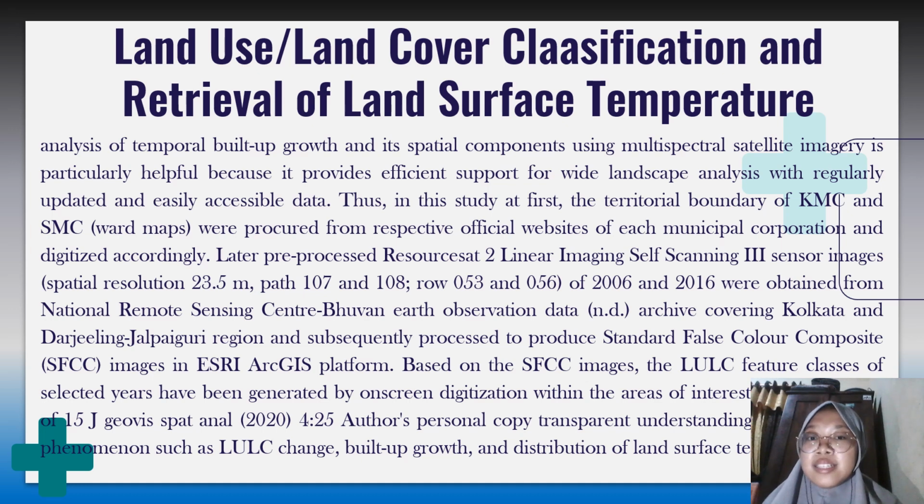Later, pre-processed resources had two linear imaging self-scanning 3-sensor images of spatial resolution 23.5 meters, row 107-108, 0.53 and 0.56 of 2006 and 2016, which were obtained from the National Remote Sensing Center Bhuvan Earth Observation Data archive covering Kolkata and Darjeeling Jalpaiguri region, and subsequently processed to produce standard false color composite or SFCC images in the Esri ArcGIS platform.